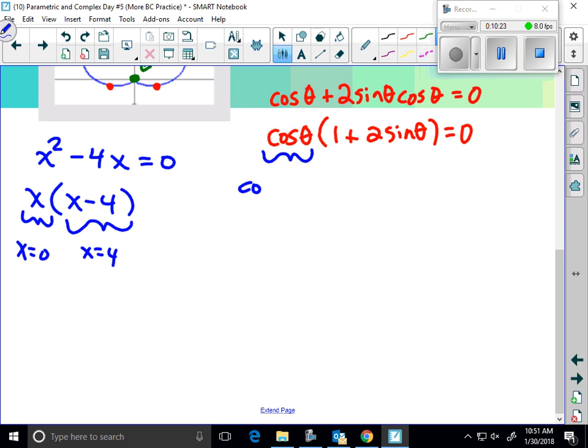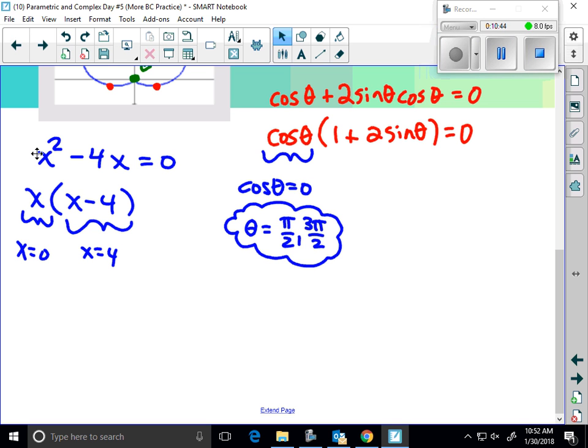If cosine theta equals 0, this whole thing would be 0. Well, what are the values for cosine theta that give me 0? Pi over 2 and 3 pi over 2. Only with complex numbers do I want my angles between negative pi and pi. I don't think they would take off points there.